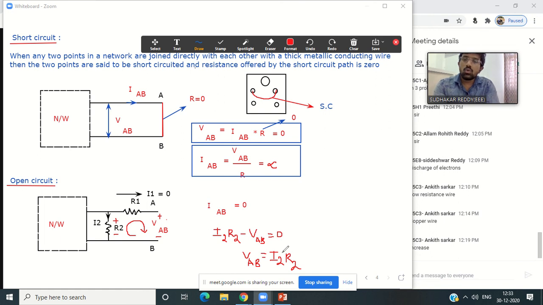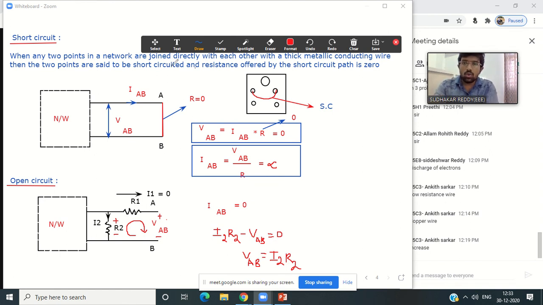Okay, now you have understood the difference between short circuit and open circuit. In case of short circuit, the voltage is 0, but the current value is ideally infinity. But in case of open circuit, ideally current is 0, and the voltage value is how much? Some value will be there. That is not a question. Have all of you understood the difference between open circuit and short circuit, and their properties?